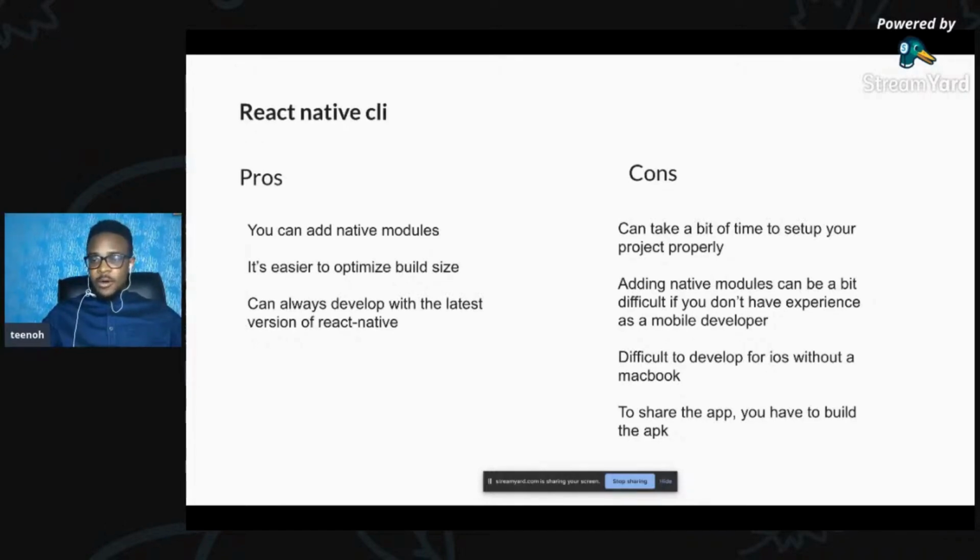It's really difficult to develop for iOS without a MacBook, right? So if you don't have an Apple Mac, it's a bit annoying because React Native is for building cross-platform applications, and it would be nice if, as you're coding, you could always see the iOS and Android version of the app at the same time. But if you're using a Windows system or a Linux system, it's really difficult, and you'd have to do some hacks in order to make that work.